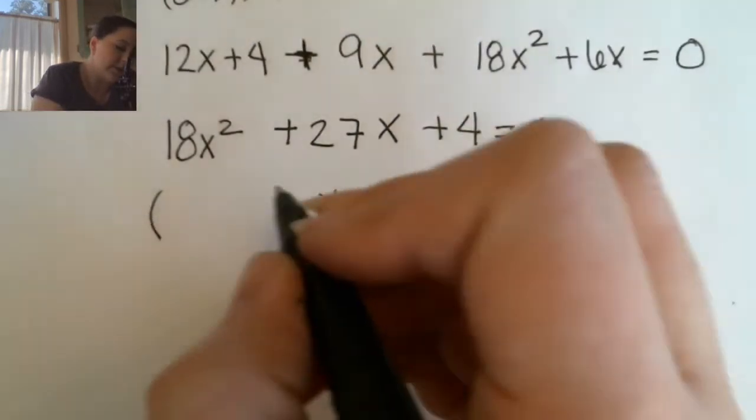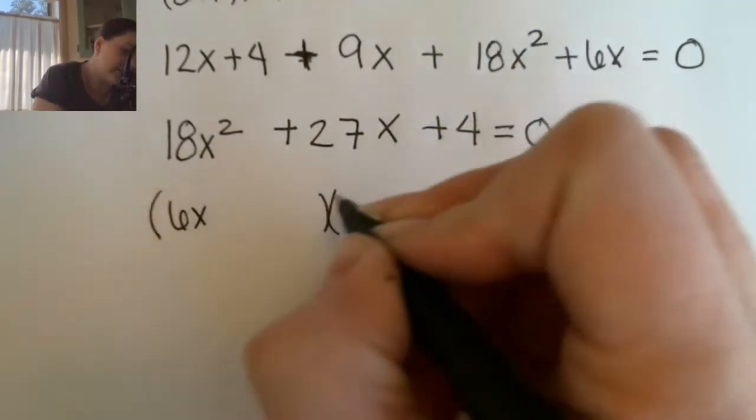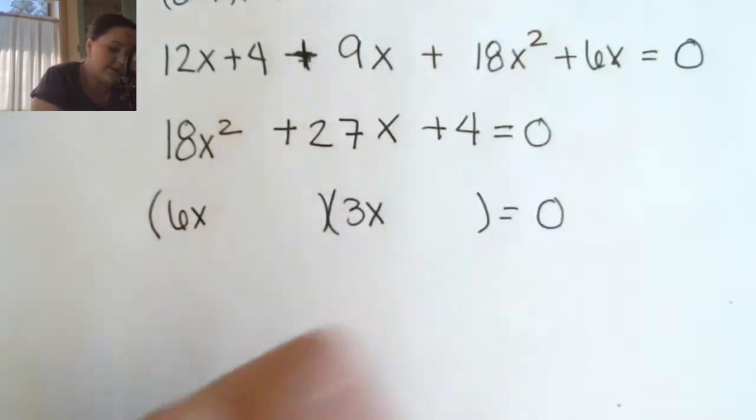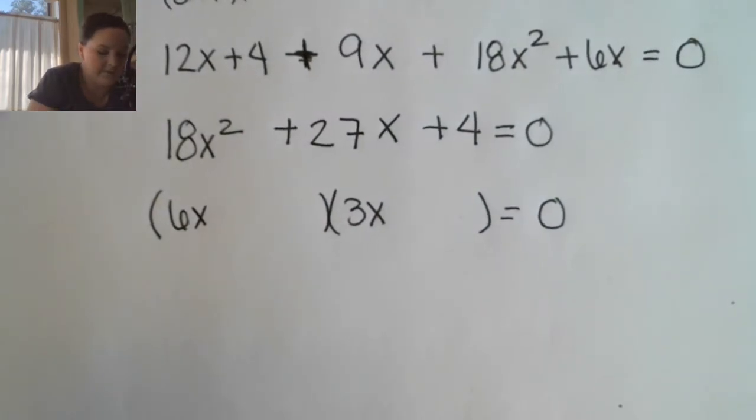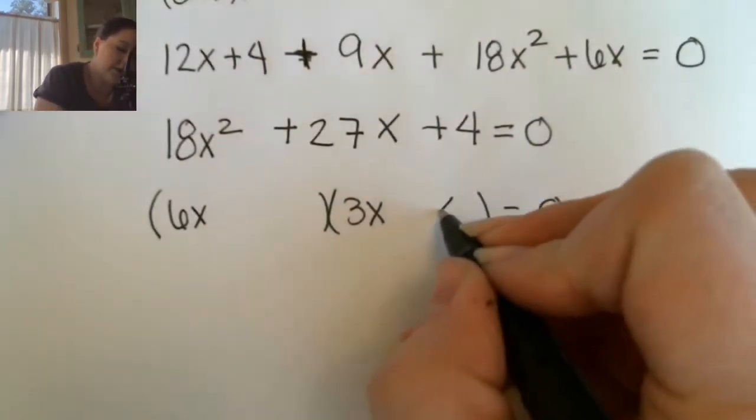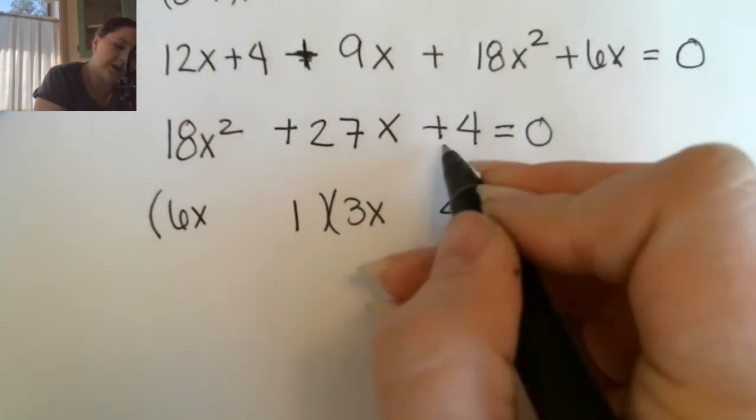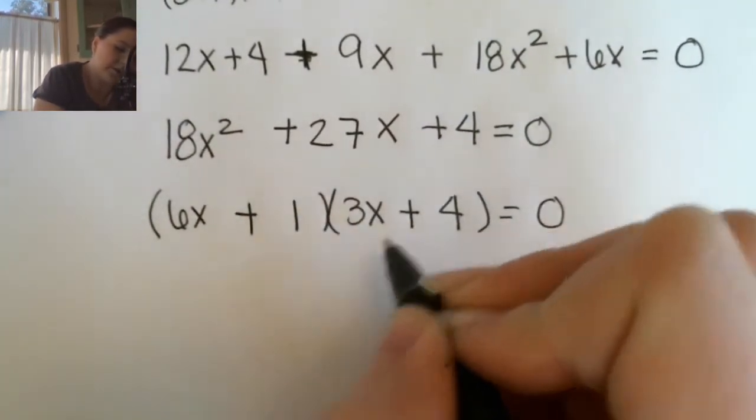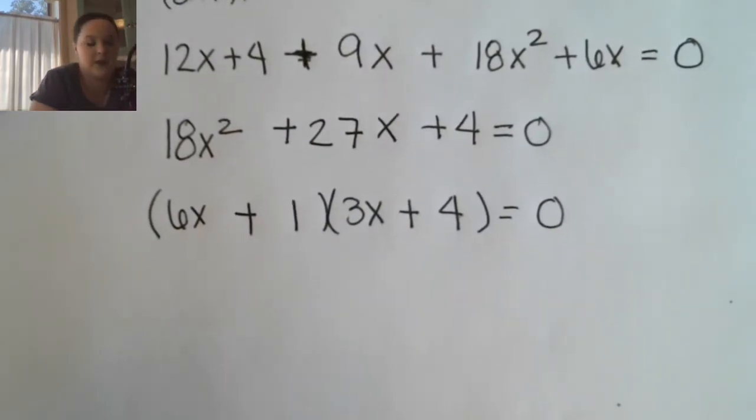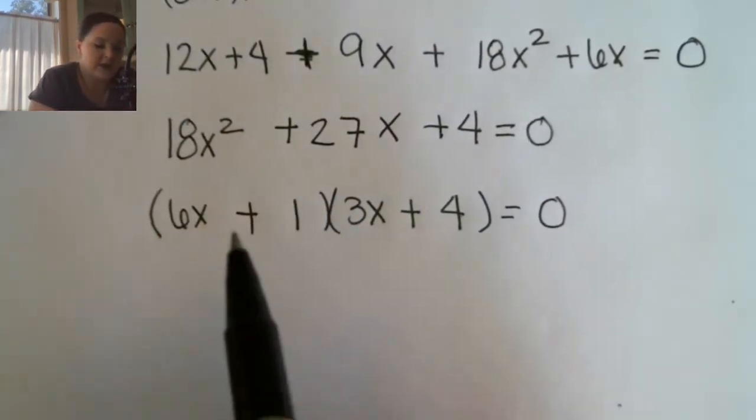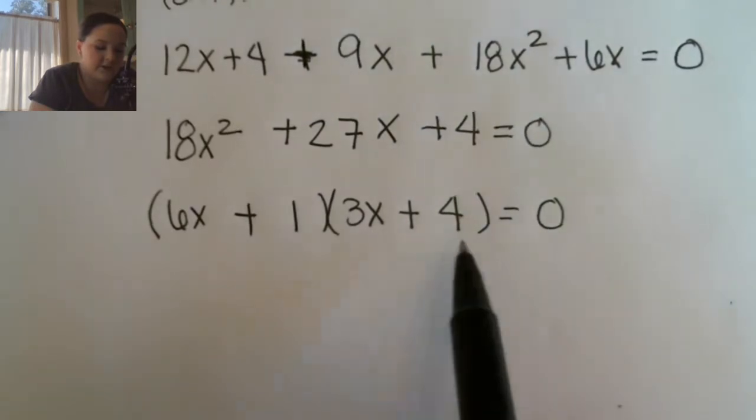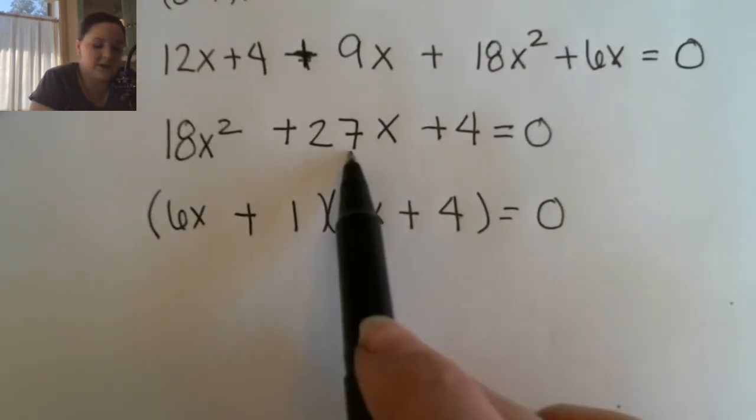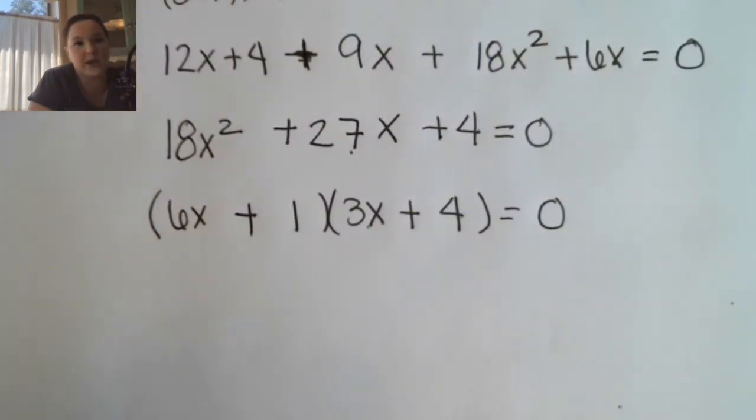Okay, so I'm going to try 6x and 3x first. And then I might try 4 and 1. And because I have a plus here and a plus here, I have to put plus and plus. Now 6x times 3x is 18x squared. That's good. 6 times 4 is 24, plus 3 is 27. So our first guess was right.